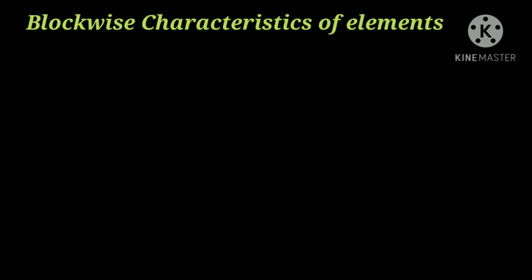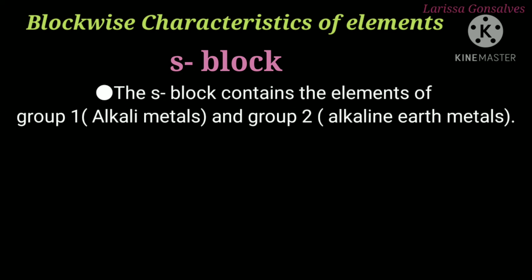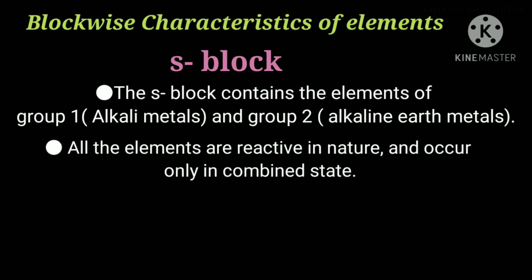Let us now study the block-wise characteristics of elements. First are the characteristics of S block elements. The S block contains the elements of group 1 and group 2. Group 1 are called alkali metals and group 2 are called alkaline earth metals. All these elements are reactive in nature and they occur in nature only in the combined state. Combined state means along with some other substance or element. They are not available in the free form.